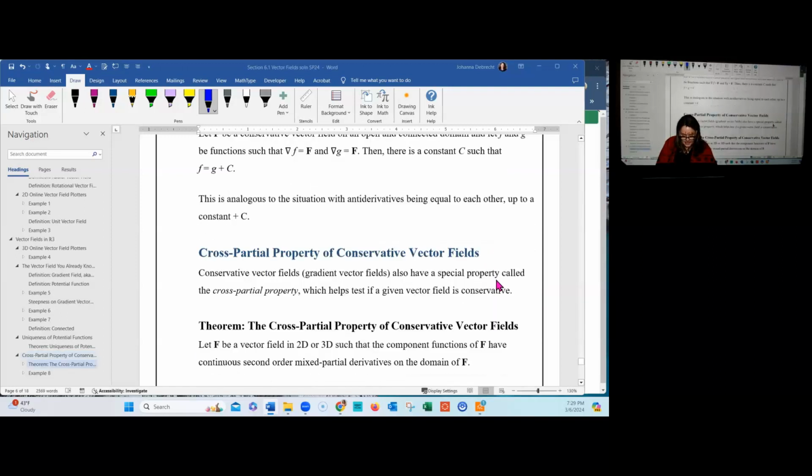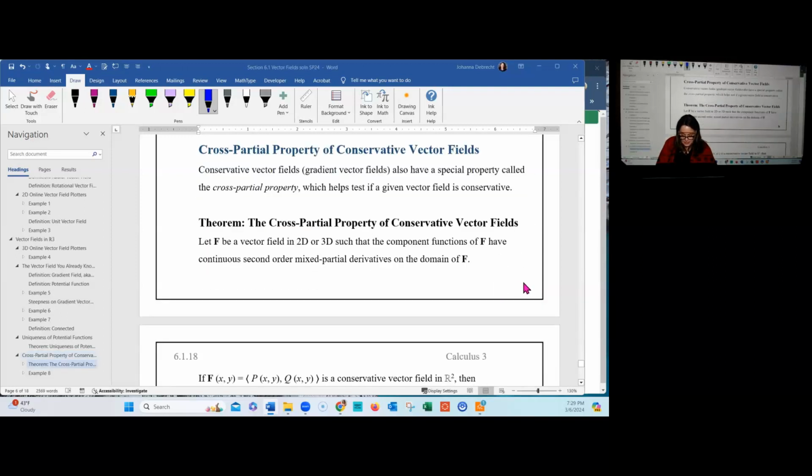We don't have a way yet to accurately predict which vector fields have potential functions and which don't. We know that if it is a gradient vector field, then it's conservative. But if given a general vector field, how do we know if there's a potential function? We'll learn more about this in the coming sections, but for now, we do have one property that can at least tell us when a vector field cannot be a conservative vector field.